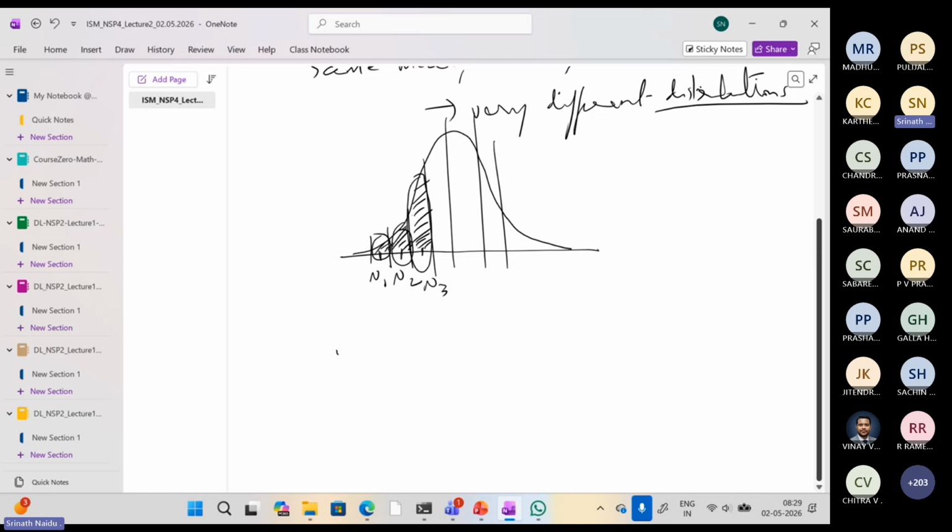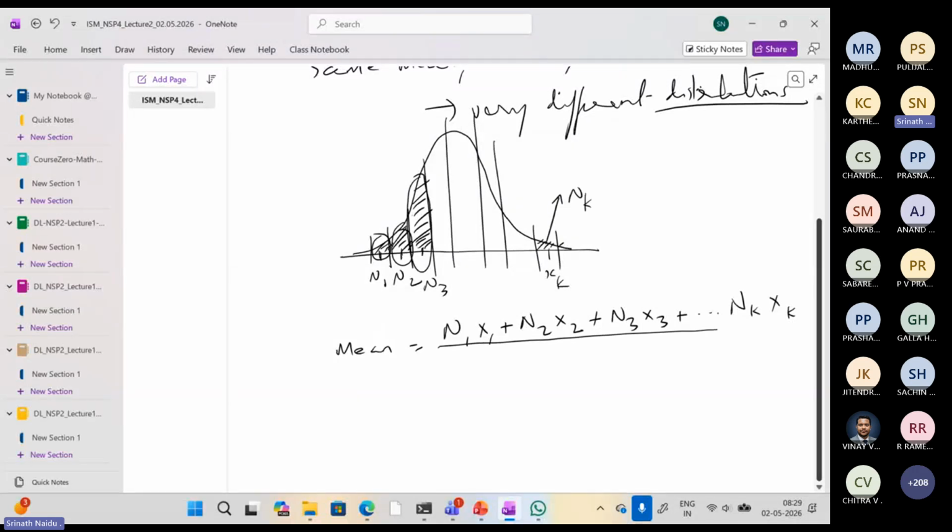So the mean will be n1 numbers located at position x1, plus n2 numbers located at position x2, plus n3 numbers located at position x3, plus say nk numbers located at position xk. That's on the right hand side. So this is xk and this number of numbers is nk. Then I add up all of this and divide by the total number of numbers. And then the mean will end up pointing somewhere here. This will be the mean.